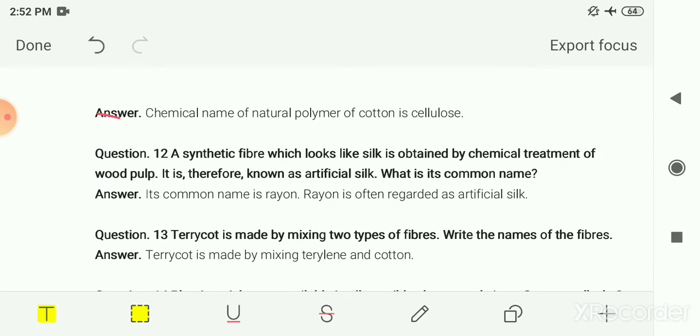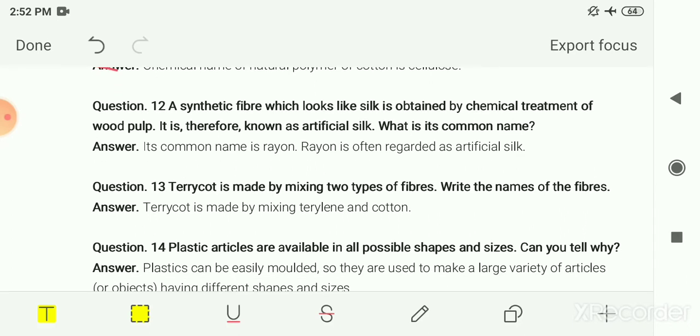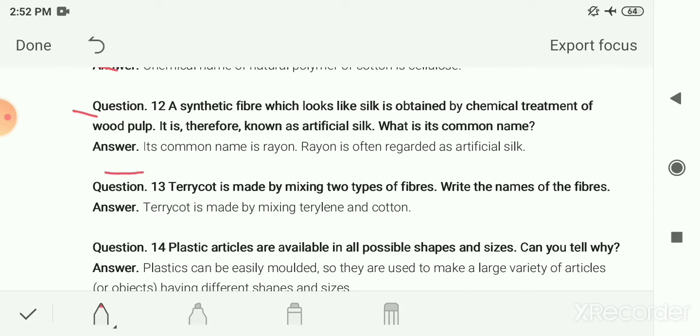Next, question number 12: a synthetic fiber which looks like silk is obtained by chemical treatment of wood pulp. It is therefore known as artificial silk. So what is its common name, or what is the name for that synthetic fiber which looks like silk and is obtained by the chemical treatment of wood pulp? Its common name is rayon, and rayon often looks like silk, so it is also known as artificial silk. So your correct answer is rayon.